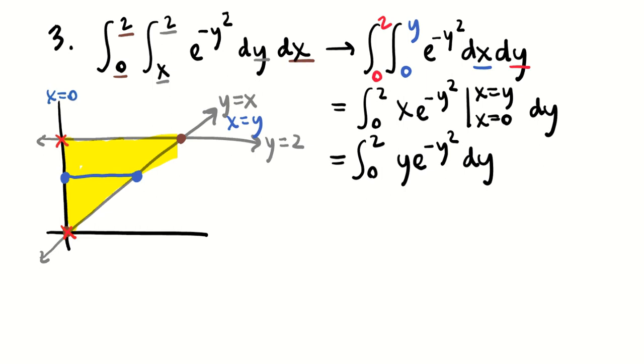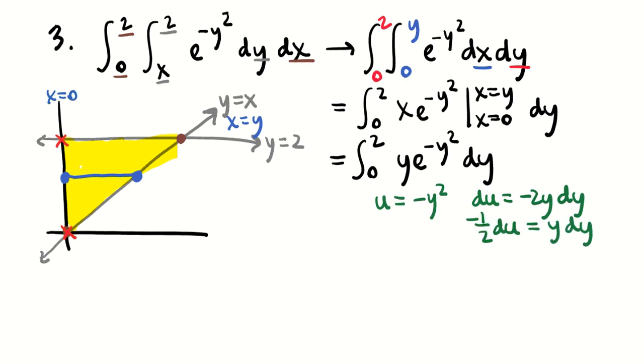This is u du again. u is going to be negative y squared, so that du is negative 2y dy. I have 1y dy, so that's going to end up being negative half du. Need to convert the bounds. So y equals 0 gives me u equals 0, and y equals 2 gives me u equals negative 4, because the exponent comes before multiplication by negative 1.